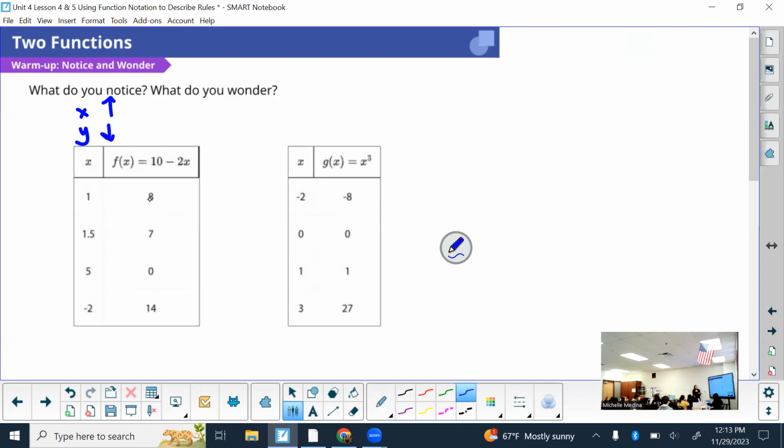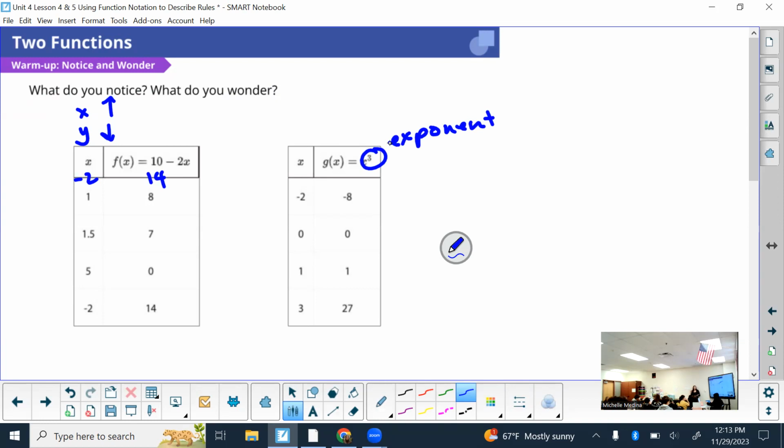Okay, yes, it might not look like it, but they actually have one of the inputs out of order. If we put it in order from least to greatest, now you can really see it's decreasing. And then for the other one, a notice was that we do have an exponent. 3 is in the exponent spot, in the top right corner.